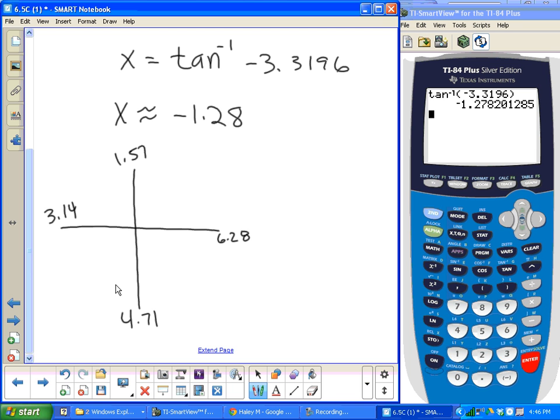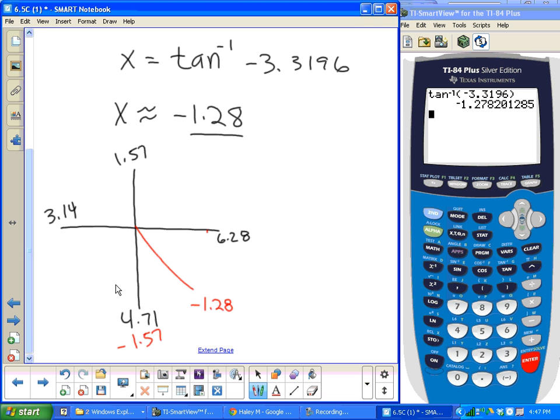Now let's see, where would negative 1.28 be? Since it's negative, I'm going to have to go this direction. In these terms, if I went negative, this would be negative 1.57. So you can tell that negative 1.28 would be in the fourth quadrant. So I'm going to draw it down here. This is negative 1.28.